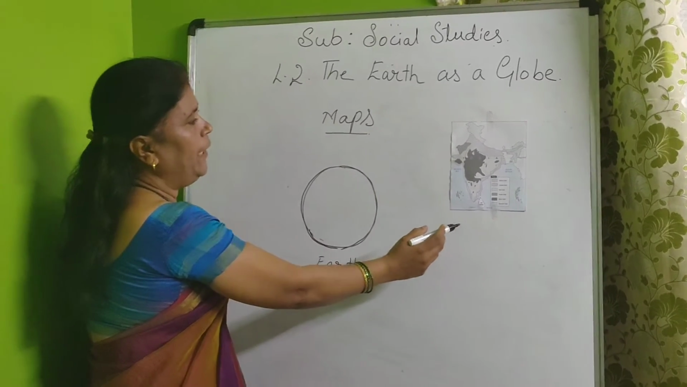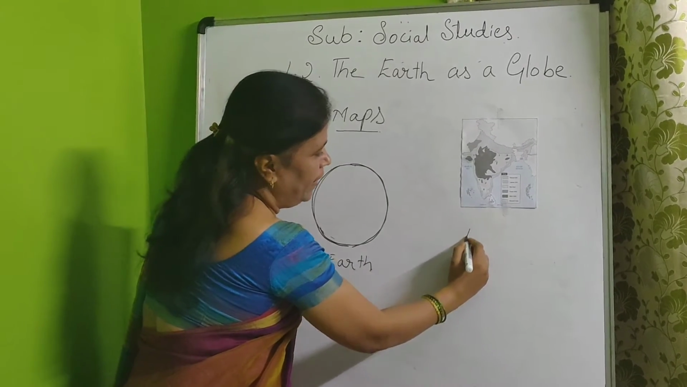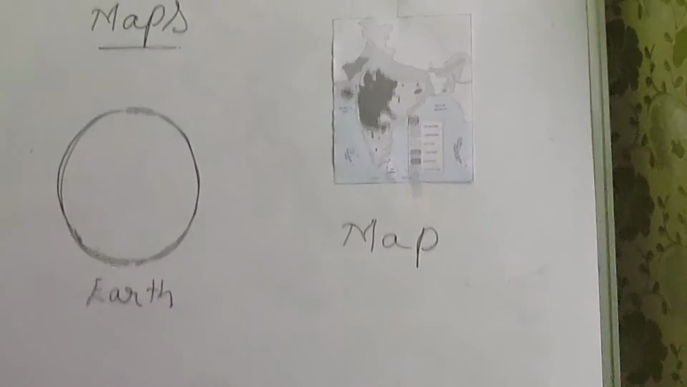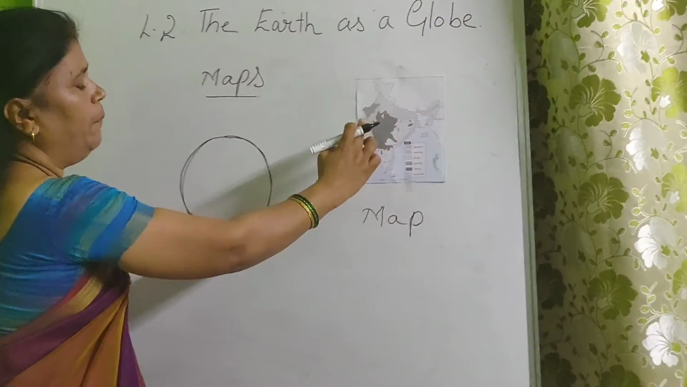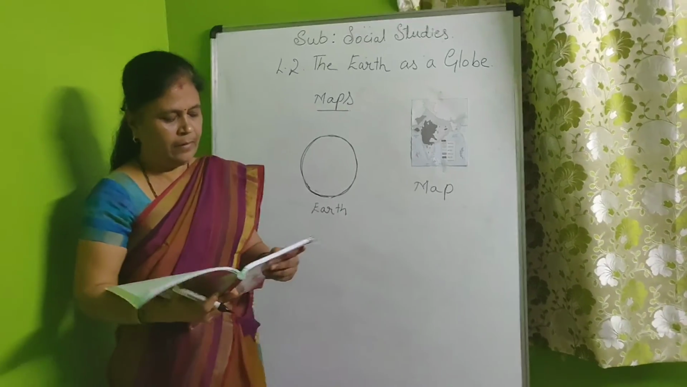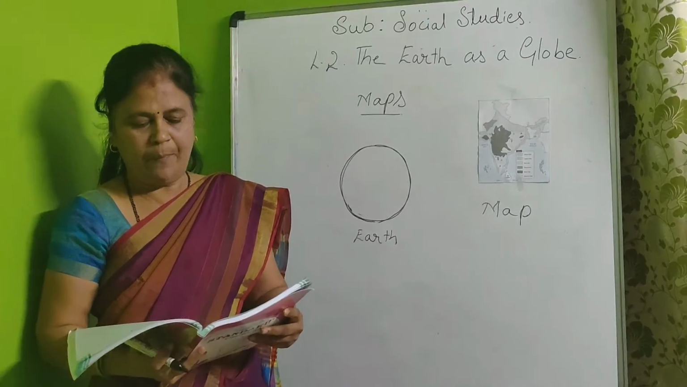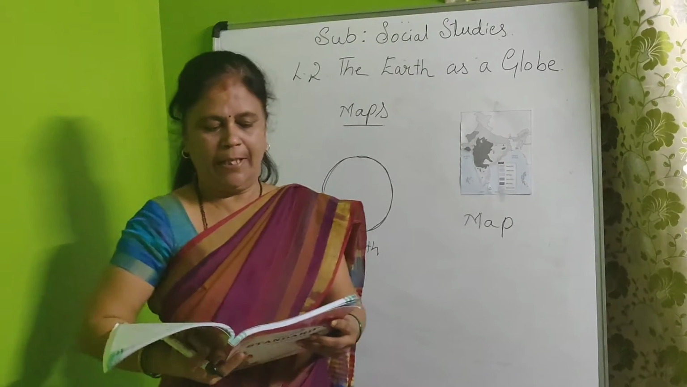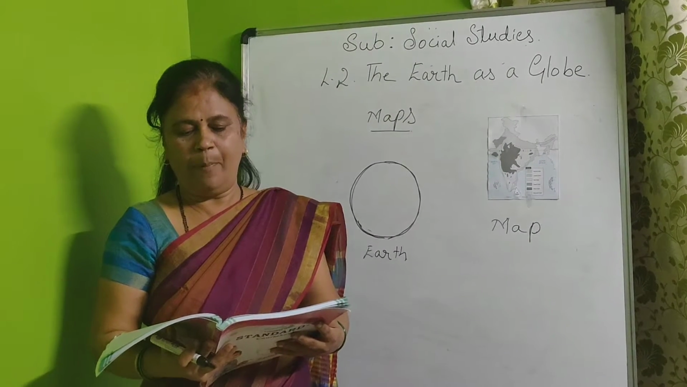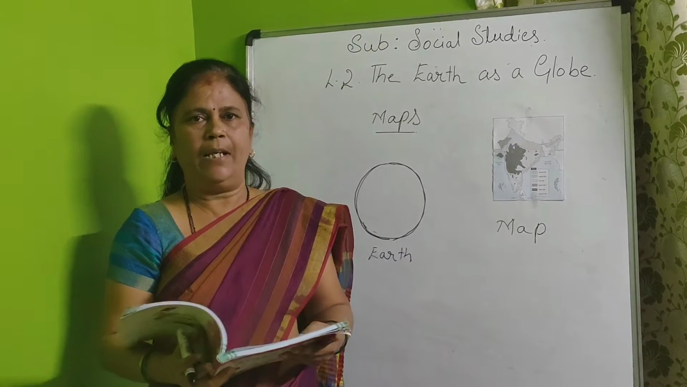So, it is represented on a flat surface that is called a map. Children, what is this? This is a map. Here, we can see all the parts easily. There are many kinds of maps such as physical maps, political maps, outline maps, etc. The maps represent the whole world or only a part of it. A book of maps is called an atlas.